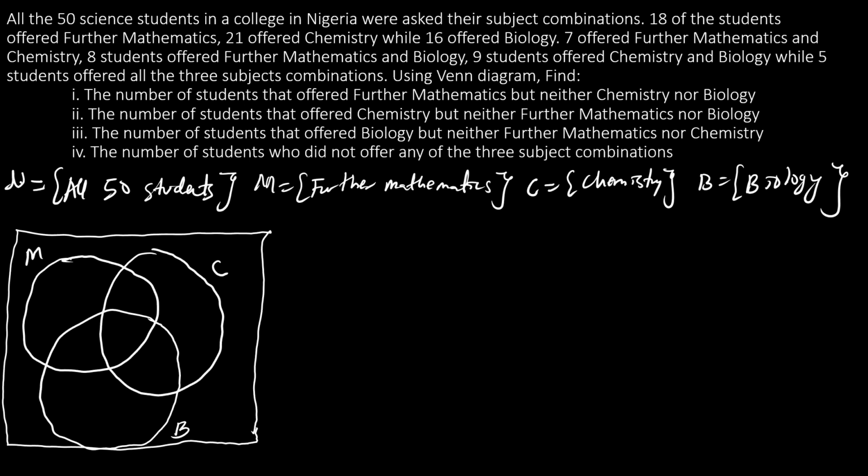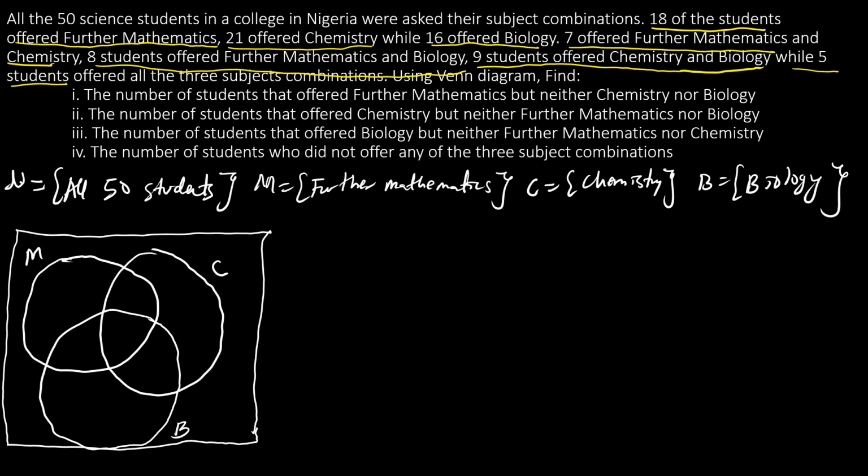From the question, we have that we are considering 50 students and 18 of the students offered further mathematics, 21 offered chemistry, 16 offered biology, 7 offered further mathematics and chemistry, 8 students offered further mathematics and biology, and 9 students offered chemistry and biology, while 5 students offered all the 3 subject combinations. So here you are going to have further mathematics to be 18, chemistry to be 21, and biology to be 16.